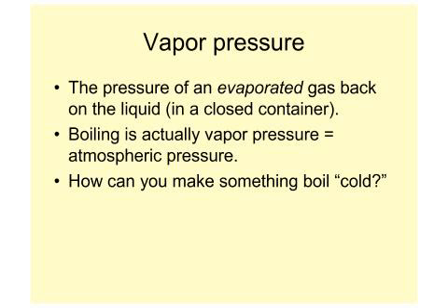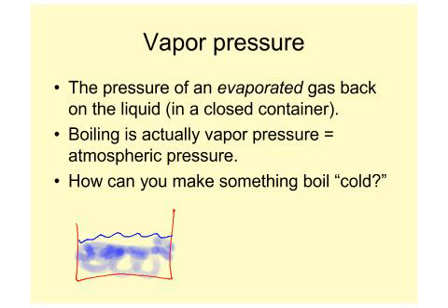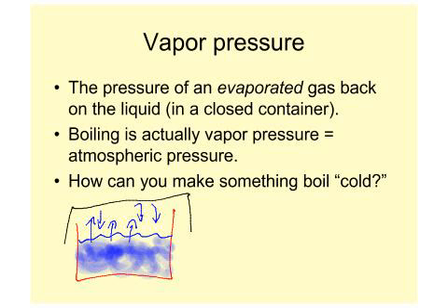Vapor pressure: the pressure of an evaporated gas back on the liquid. So, container, liquid. Some of these guys are going to evaporate. And if I put a lid on this container, some of those guys that evaporated will hit the top and bounce back down. Right? So you get some coming up, some coming down, and you end up with an equilibrium, which is the vapor pressure. So the pressure of the evaporated gas back on the liquid in a closed container.